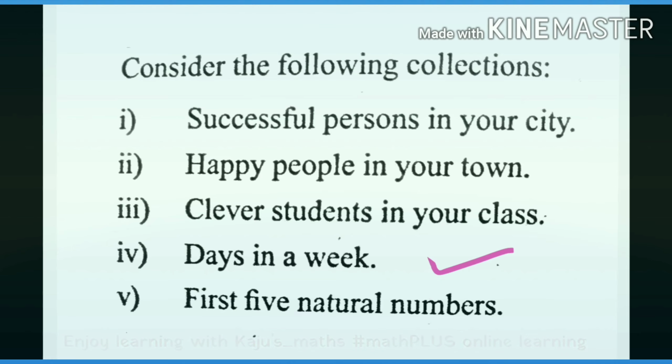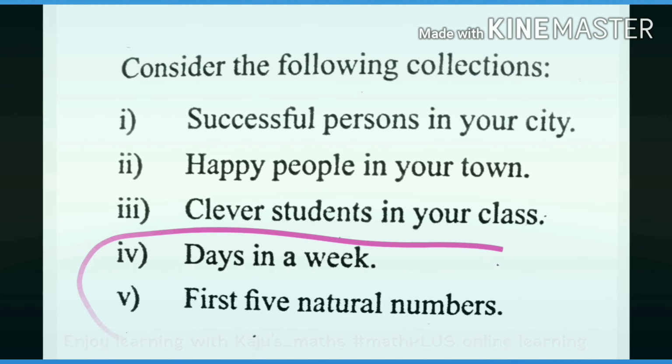But in the 4th and 5th, there is a collection which is well defined like days in a week. We can say which kind of days, like Sunday, Monday up to Saturday. So here the objects are well defined. In the last example, first 5 natural numbers, we know clearly what these are. So here objects are well defined. So we can include these collections in a set.